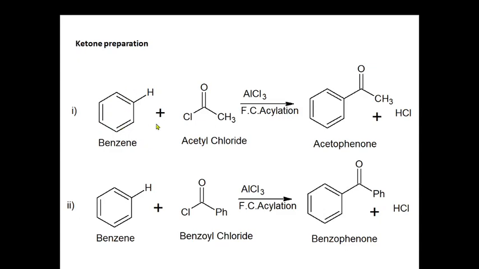Let's see the ketone preparation. We have taken here benzene, acetyl chloride, and Lewis acid catalyst. It's a Friedel-Crafts acylation. Simply an HCl molecule is eliminated and this acetyl group is introduced in the benzene ring. So you will get acetophenone. Similarly, if you are taking benzoyl chloride instead of acetyl chloride, the product will be benzophenone. So the benzoyl group is introduced in the benzene ring. That's it. In this way, you can easily get the aromatic ketones by using Friedel-Crafts acylation reaction.